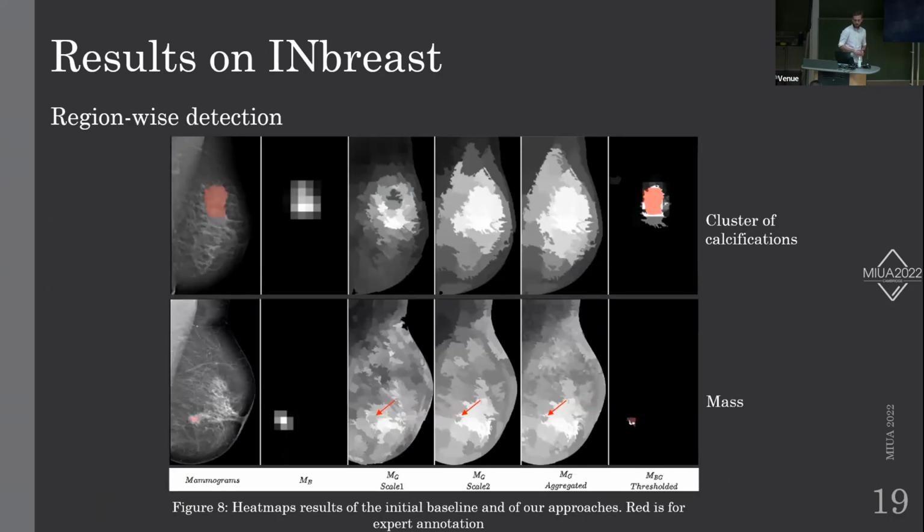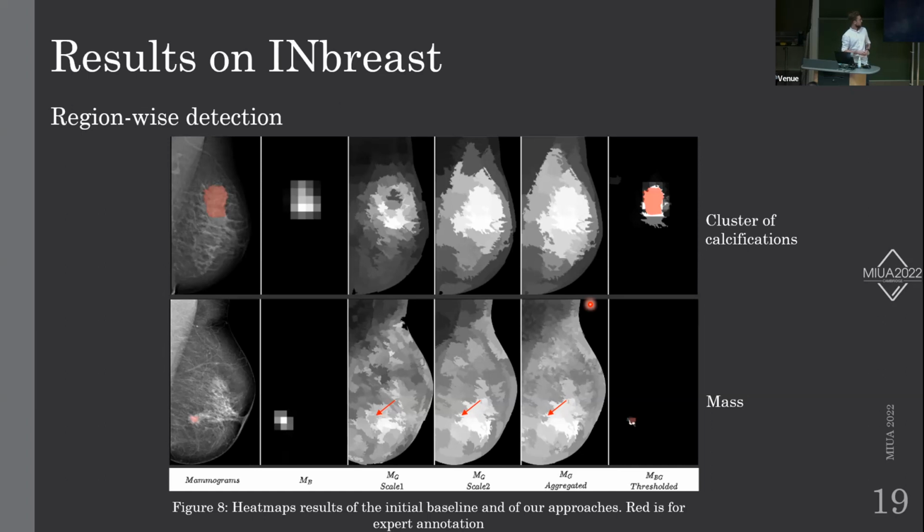So this is an example of heat maps for the detection task. We can see in the first row a cluster of calcifications, and the second column is the baseline, where we see that it correctly finds the clusters, but with squares, so it's not precise. And our method, in the fifth column, the merged heat maps from each scale, also found the cluster of calcifications.